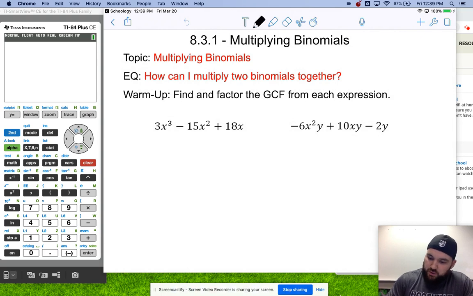So our topic is multiplying binomials. The essential question is: how can I multiply two binomials together? And then our warm-up is to find and factor out the GCF from each expression.